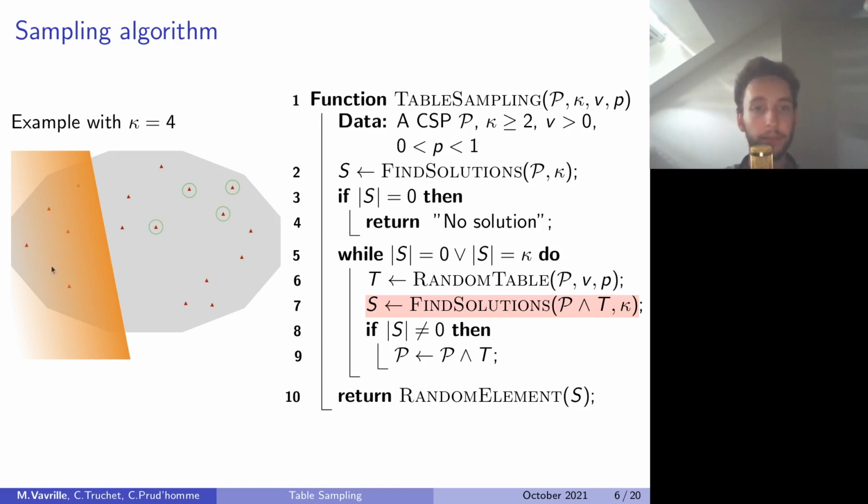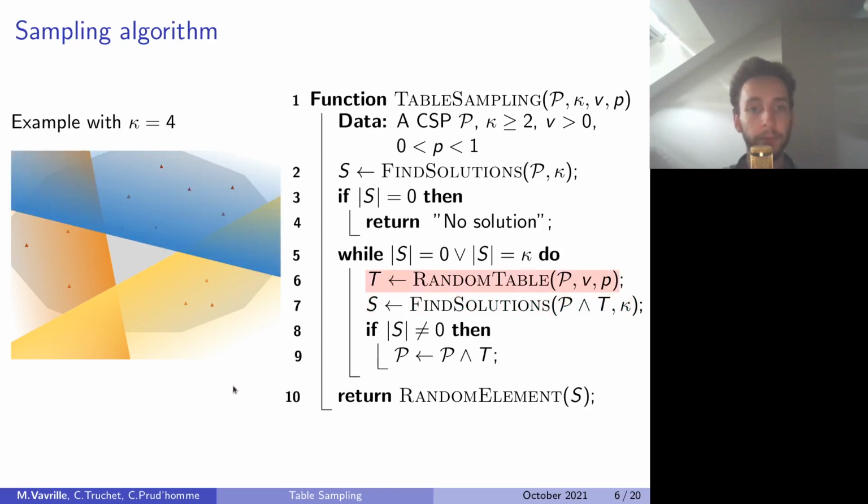So we generate a new table. We find 4 solutions. We see that there are still 4 solutions, so we know there are more than 4 solutions in the full solution set. We have to keep going. We add a new table. And then we see that we made the problem unsatisfiable. So here we just don't add this table to our model.